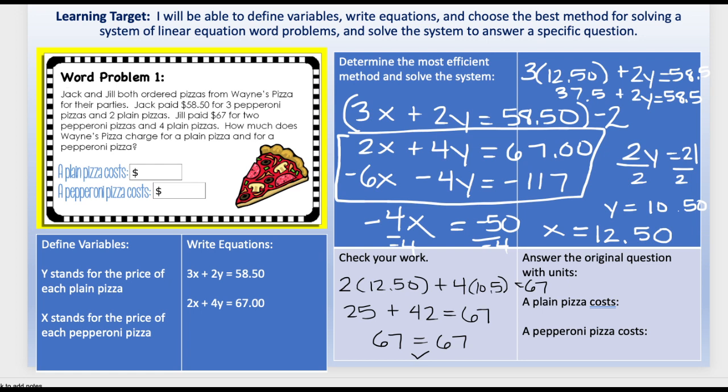So my very last step would be to go back to your original question and make sure you're answering it with units. Our original question was, how much does Wayne's Pizza charge for a plain pizza? That's $10.50. And how much does Wayne's Pizza charge for a pepperoni pizza? That was x in our original scenario. So each pepperoni pizza is $12.50. Again, you don't have to use elimination. That was just the method that I chose because I felt like that would be the most efficient in this scenario.